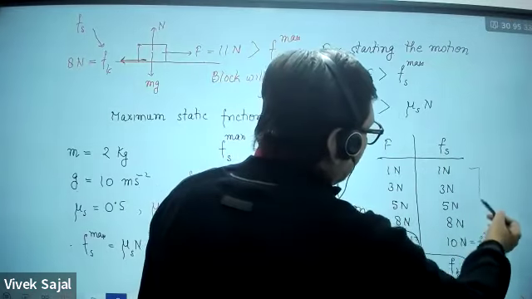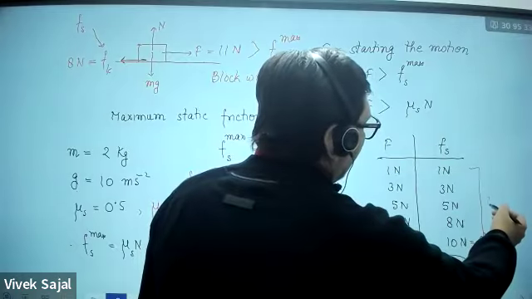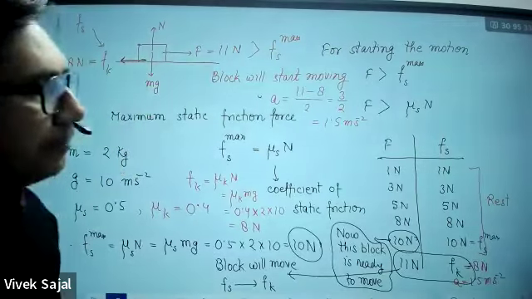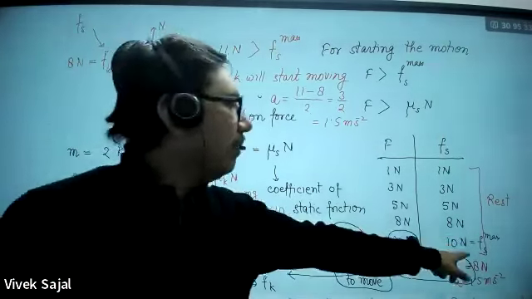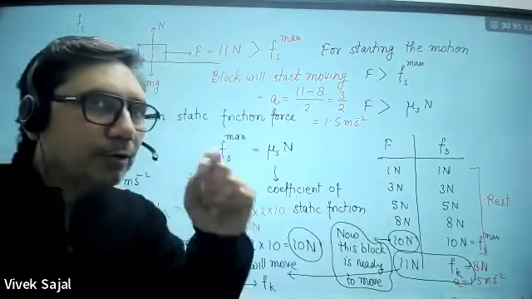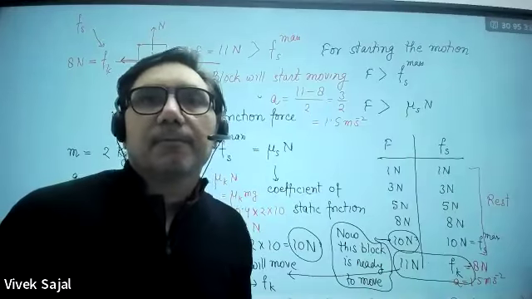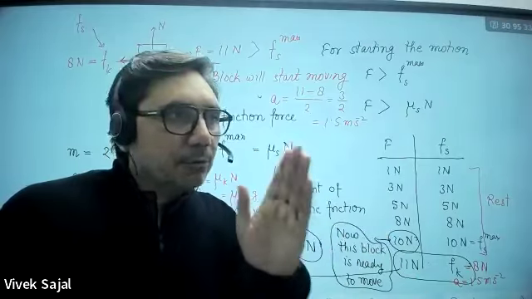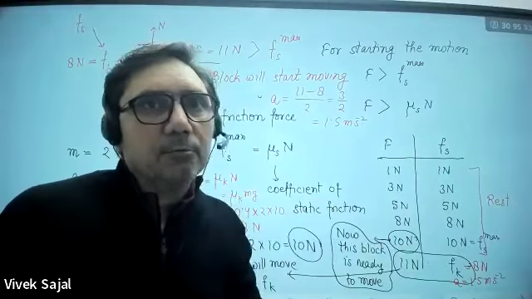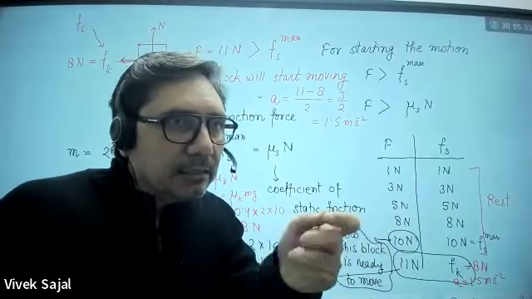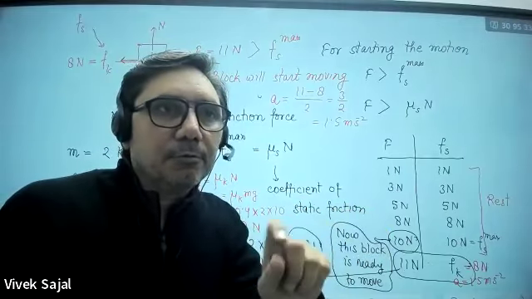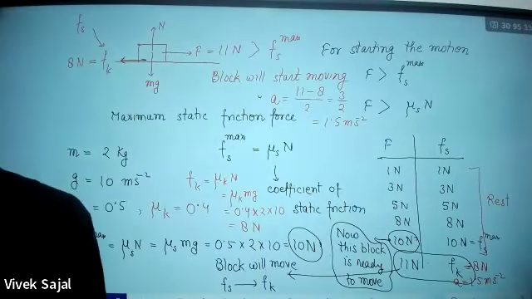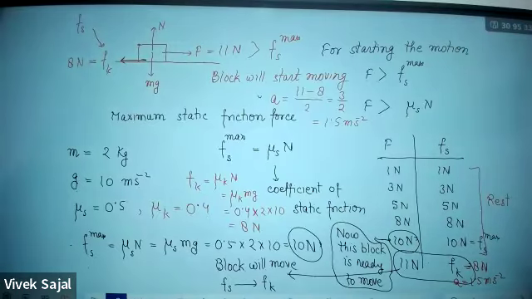Here in this case, up to this the block is at rest. But after this Fs max, even if it becomes 10.1 Newton, it will start moving. Exactly at Fs max equal to 10 Newton, it is ready to move but not moving. As you increase this by 0.1 Newton, 0.2 Newton, 0.3 Newton, it will have some acceleration. It will start moving, okay?